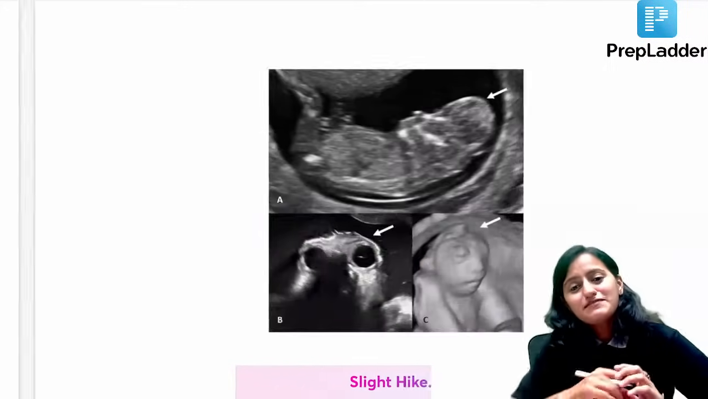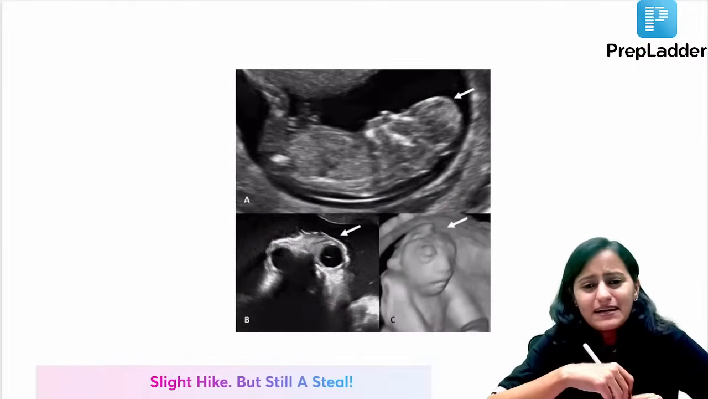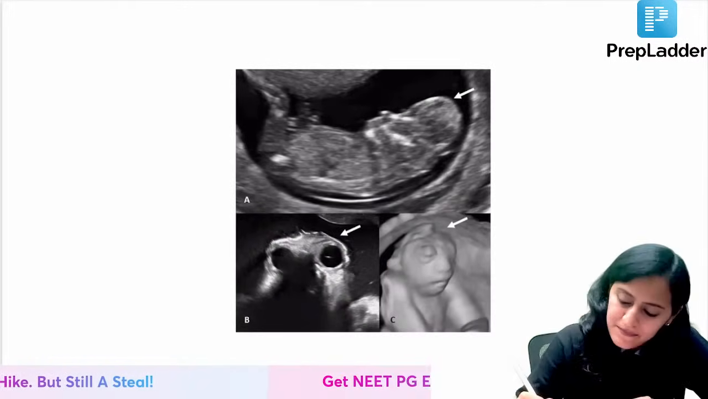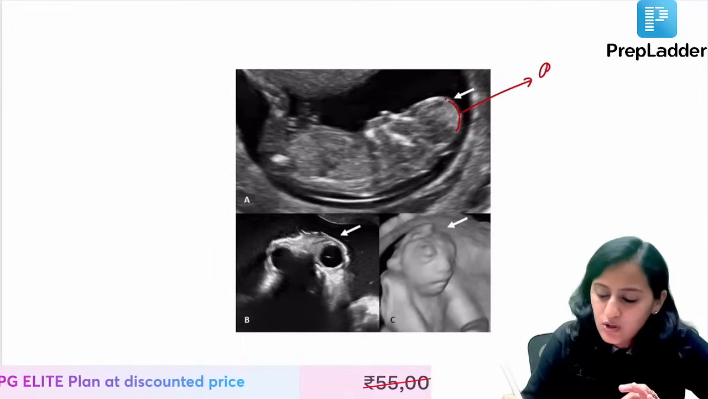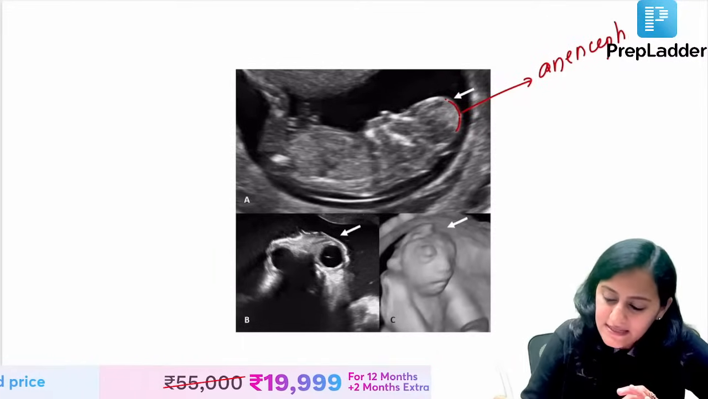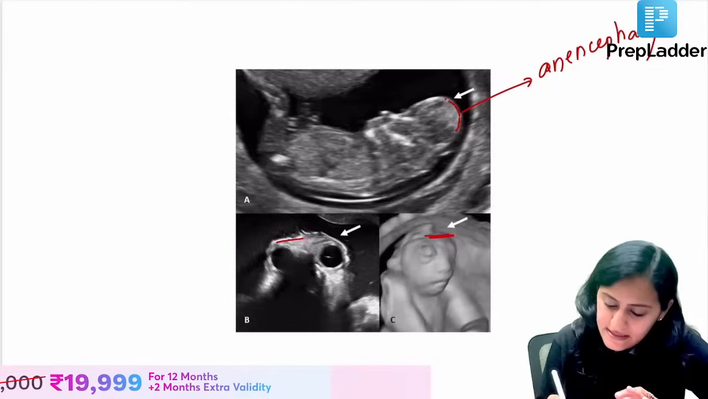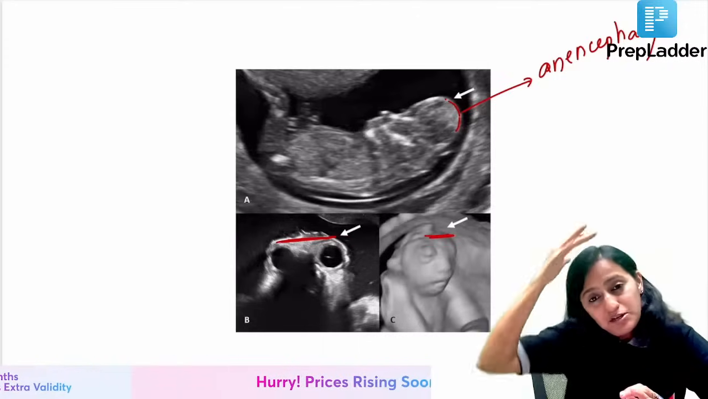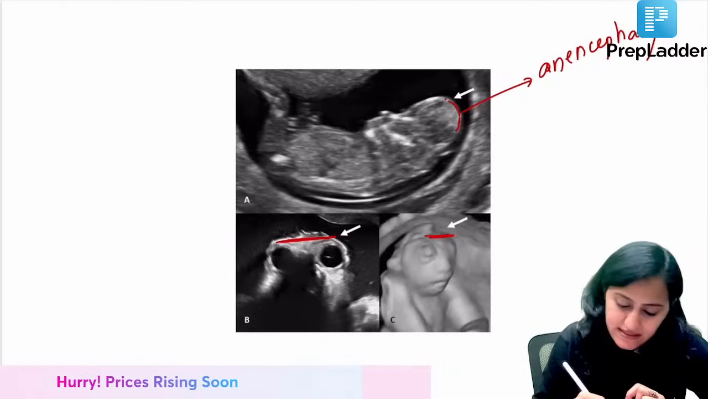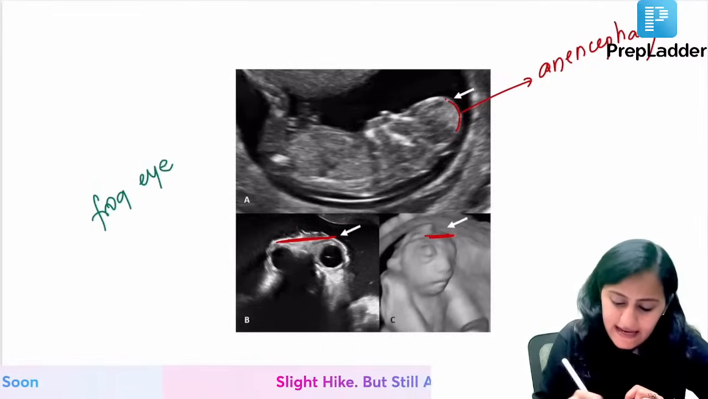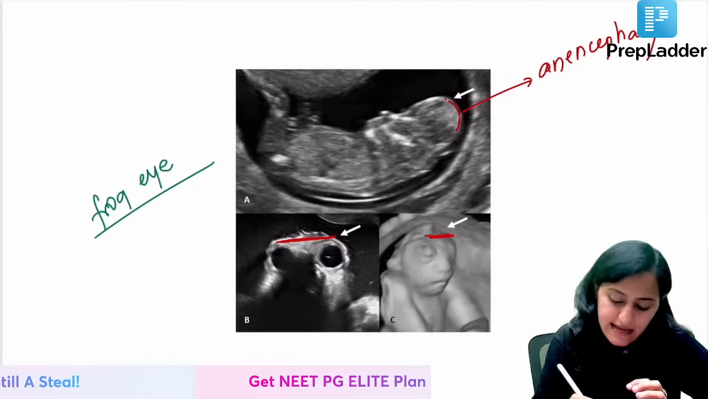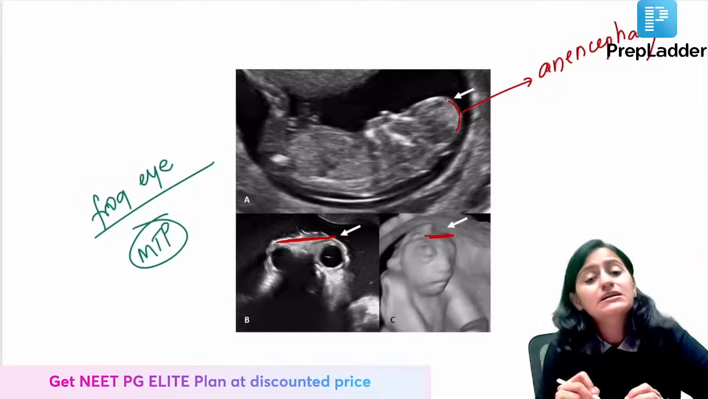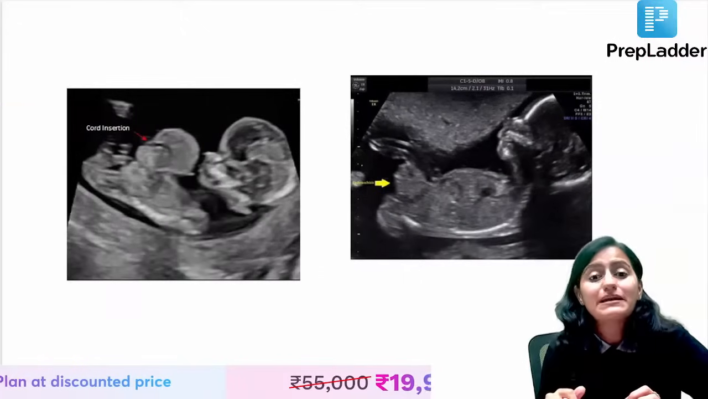Coming to OBGY, इसमें मुझे बताओ क्या दिख रहा है, favorite for the exam. This is where you are not seeing the white appearing skull bone. This is anencephaly, right? And look at the appearance here. You are not seeing the above part here. This is frog eye sign seen in anencephaly. Okay, anencephaly, frog eye sign. We need to do MTP. Folic acid is not going to help now.